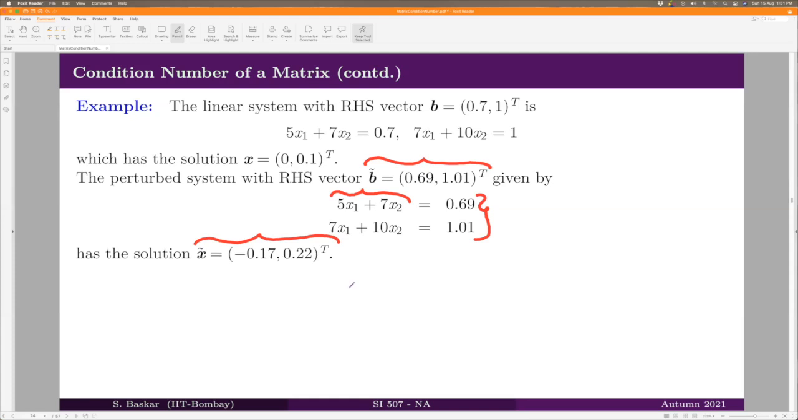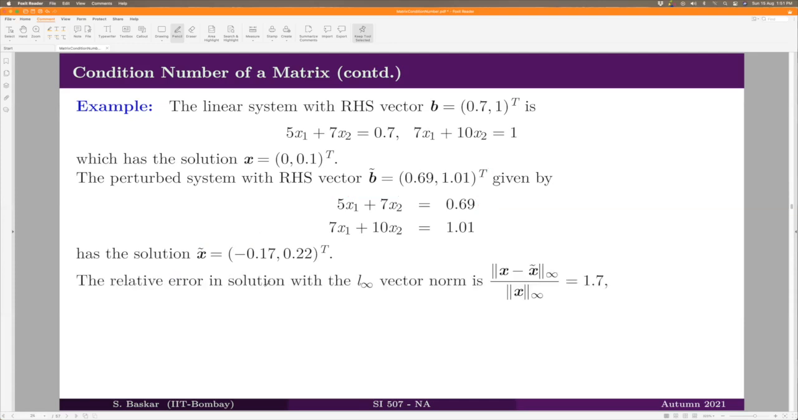Well, let us measure the relative error in x tilde when compared to x. And also we will see the relative error in B tilde when compared to B and see how they compare with each other. The relative error in the solution, remember, I am using the L infinity vector norm. Whenever you talk about the relative error of the vectors, you have to first fix the norm that you are going to work with. In this particular example, I am going to fix my norm as L infinity.